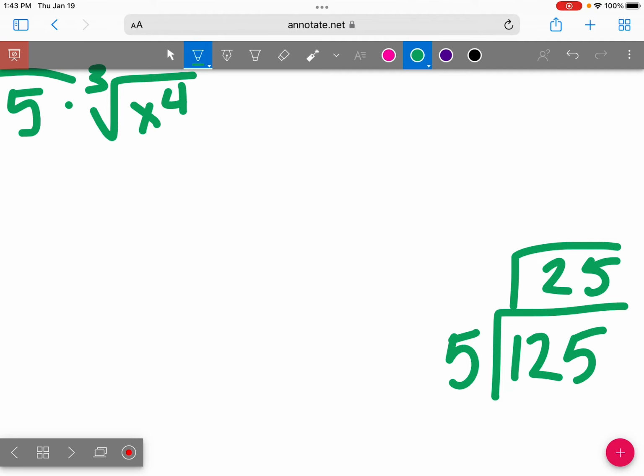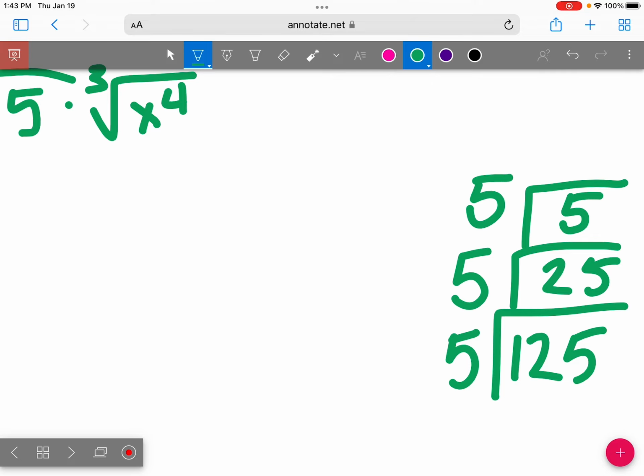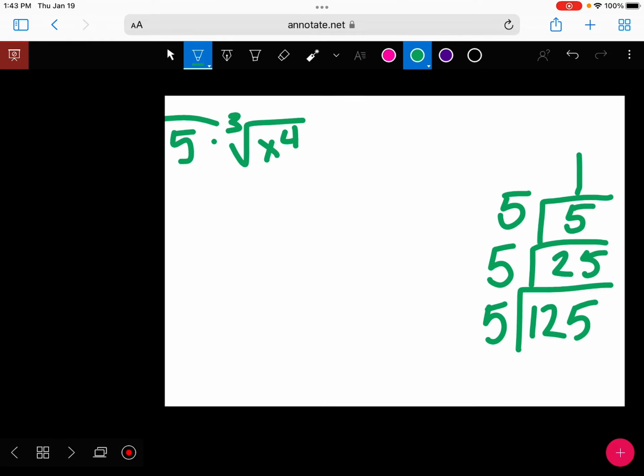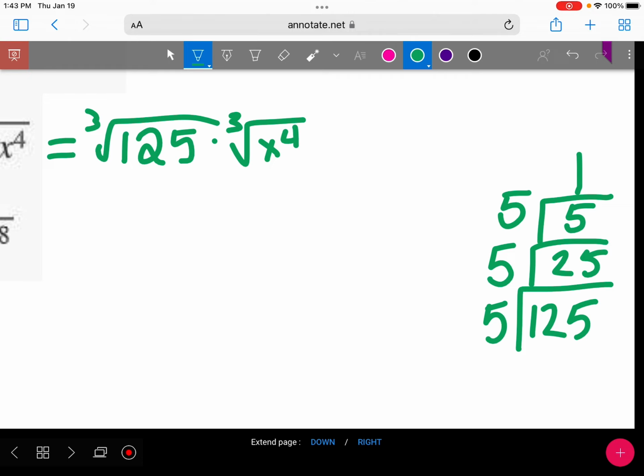Okay, and then when we pull out of that? Oh, I'm thinking of 75. Sorry, guys. And then 5, and then we get 5, and then we can pull out one more 5, and we end up with 1. So what is our third root of 125? 5.